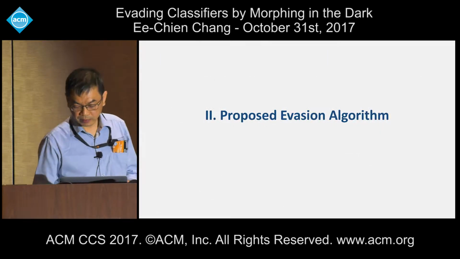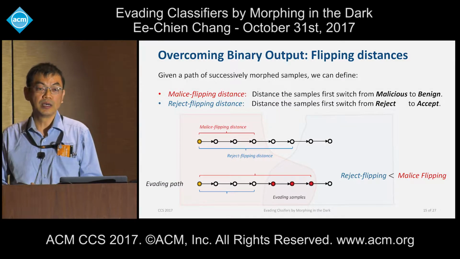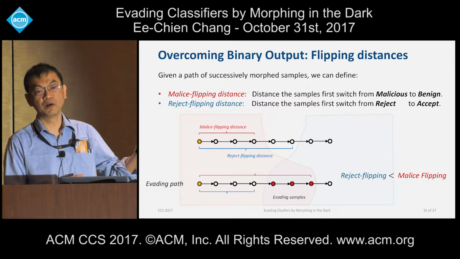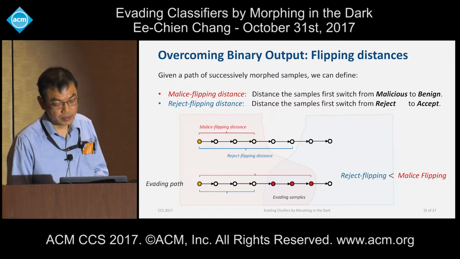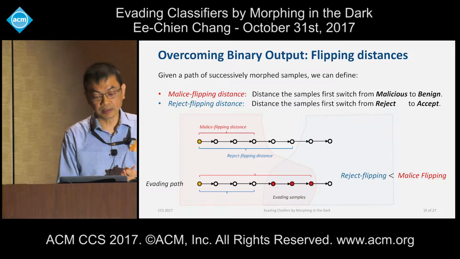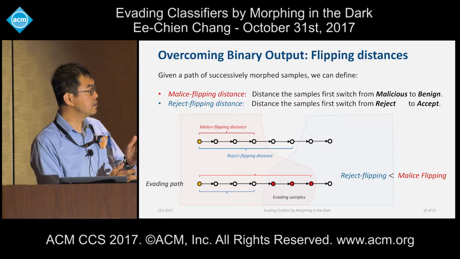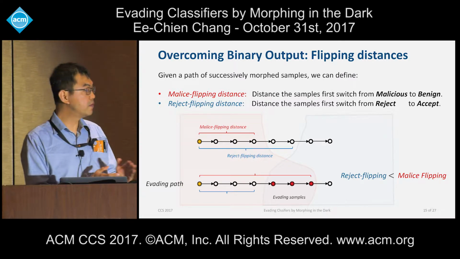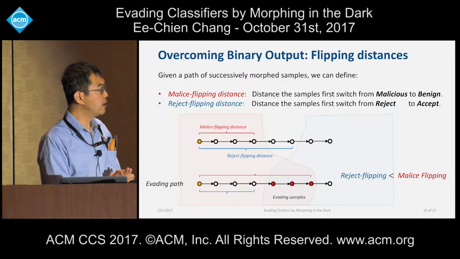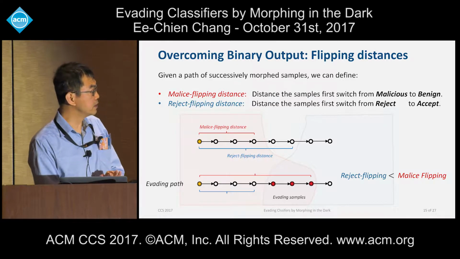So let me give our proposed algorithms. The first thing we want to solve is the black box nature, where the black box only outputs a binary output of accept or reject. To overcome this, we define something called flipping distance. Basically, if we are given a path of successively morphed samples, we define the malicious flipping distance to be the distance where the sample first switches from malicious to benign.